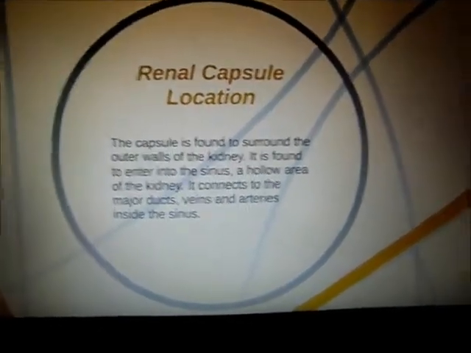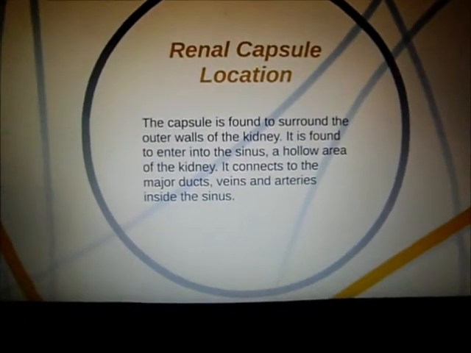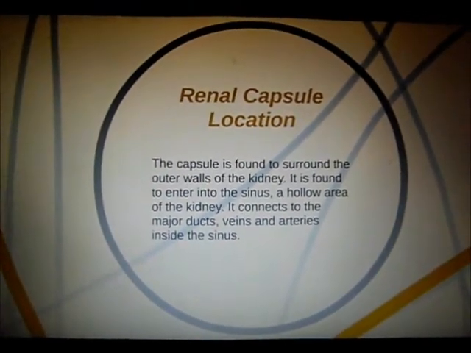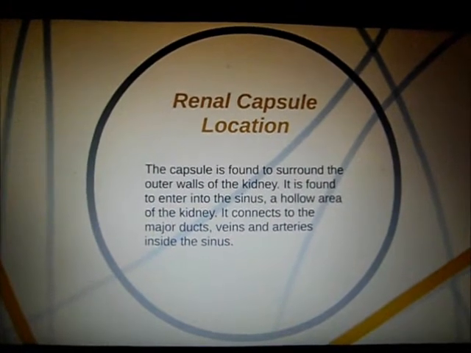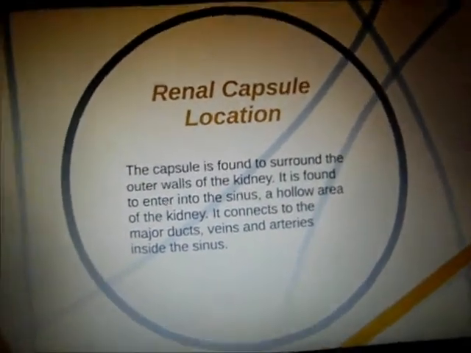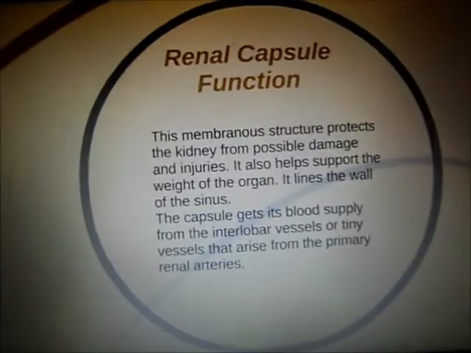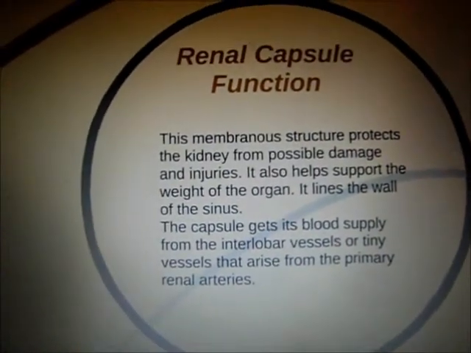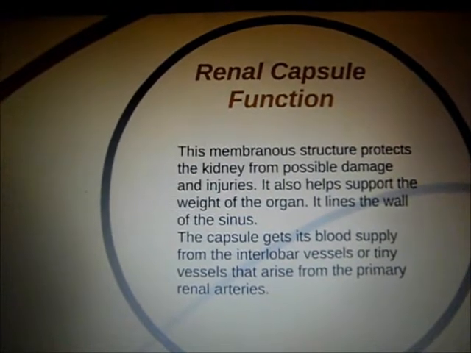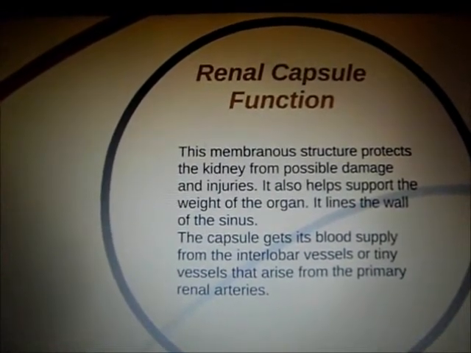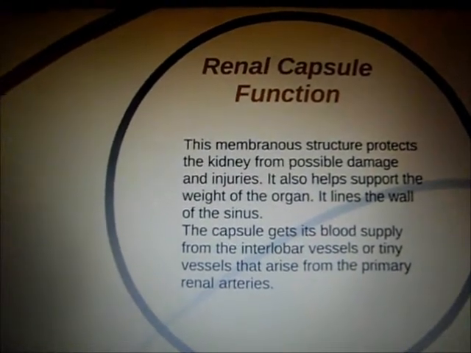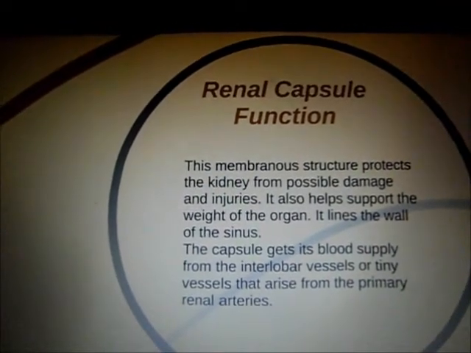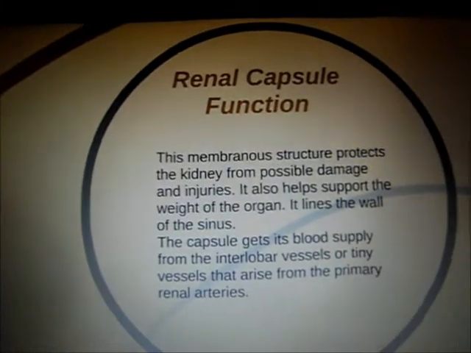Renal capsule locations. The capsule surrounds the outer walls of the kidney. It enters into the sinus, a hollow area of the kidney. It connects to the major ducts, veins, and arteries inside the sinus. Renal capsule functions. The membranous structure protects the kidney from possible damage and injuries. It also helps support the weight of the organ. It lines the wall of the sinus. The capsule gets its blood supply from tiny vessels that come from the primary renal arteries.